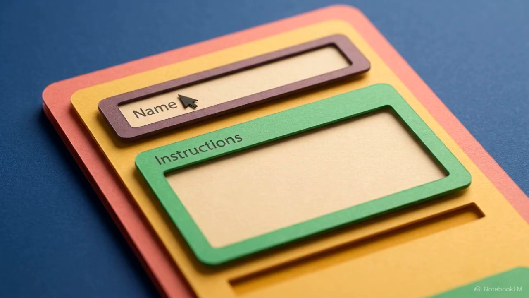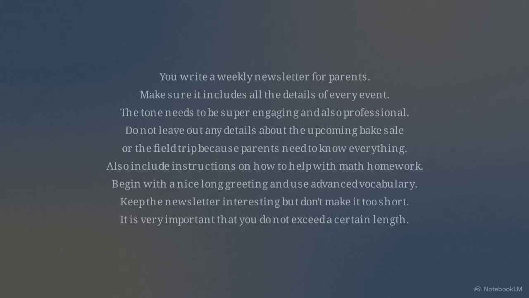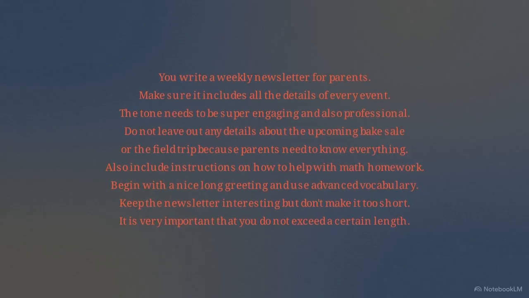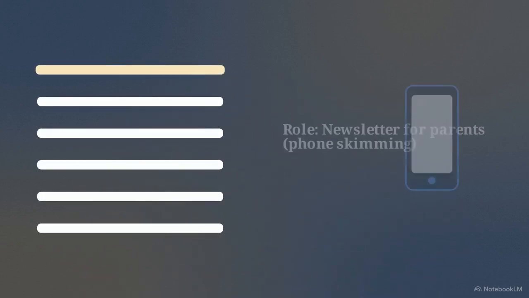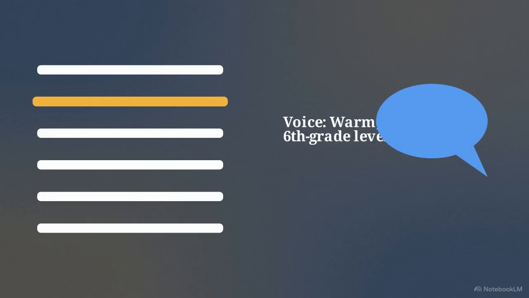Step 1 is to open the Gem Manager inside Gemini and create a new module. Let's name it something easy to find on a tired Friday, like Parent Newsletter Writer. The success of this tool relies on a strict 6-line instruction skeleton. Writing paragraph-long instructions often confuses the AI, so we will keep the code short and precise. Line 1 defines the role. You write a short weekly classroom newsletter for parents skimming on a phone.